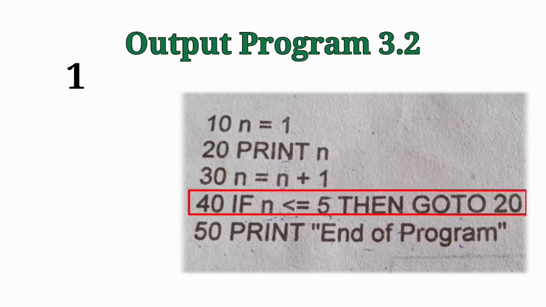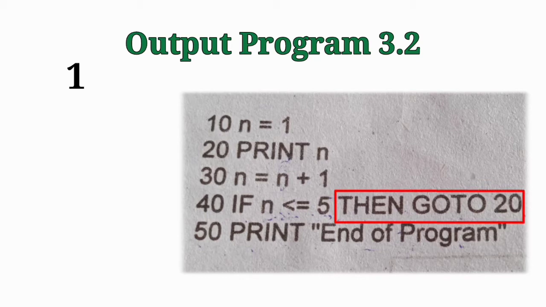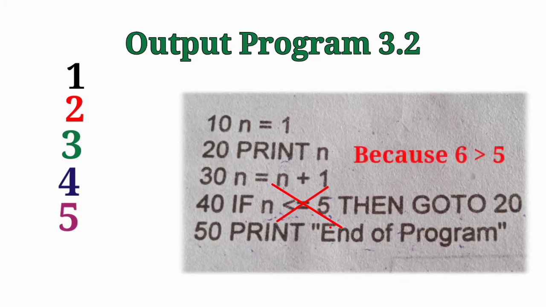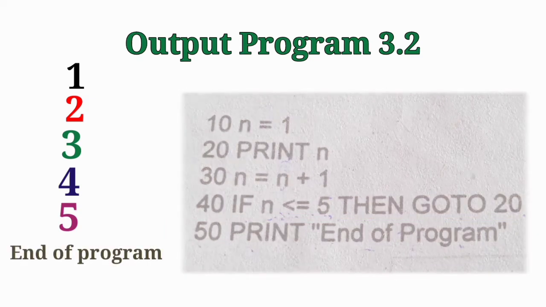Now control moves to line 40 and checks the if condition, like if n is less than or equal to 5. So yes, 2 is less than 5, the condition is true, then go to line 20 and print the value of n, that is 2, on screen. So in this way, this process continues until the value of n becomes 6. When n becomes 6, the condition becomes false because 6 is greater than 5. So control moves to line 50 and prints the statement "End of program" on the screen.